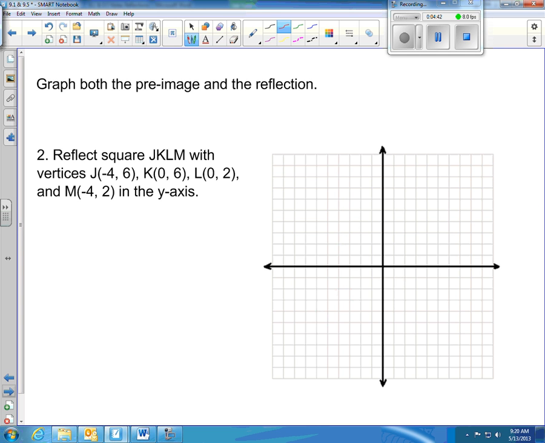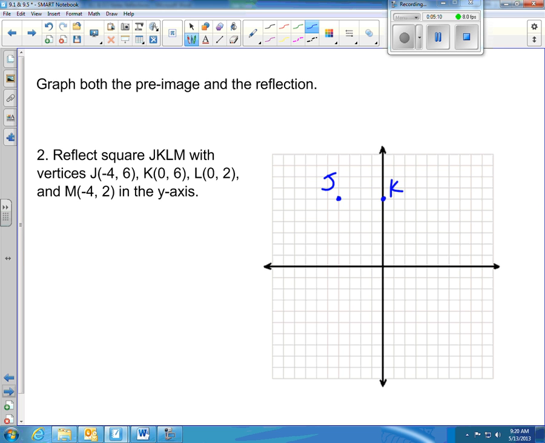All right, graph the pre-image and the reflection. Reflect square JKLM with vertices at -4, 6. So 1, 2, 3, 4, 1, 2, 3, 4, 5, 6. So -4, 6. Let's try that again. 1, 2, 3, 4, 1, 2, 3, 4, 5, 6. So this is our J. Our K is 0, 6.